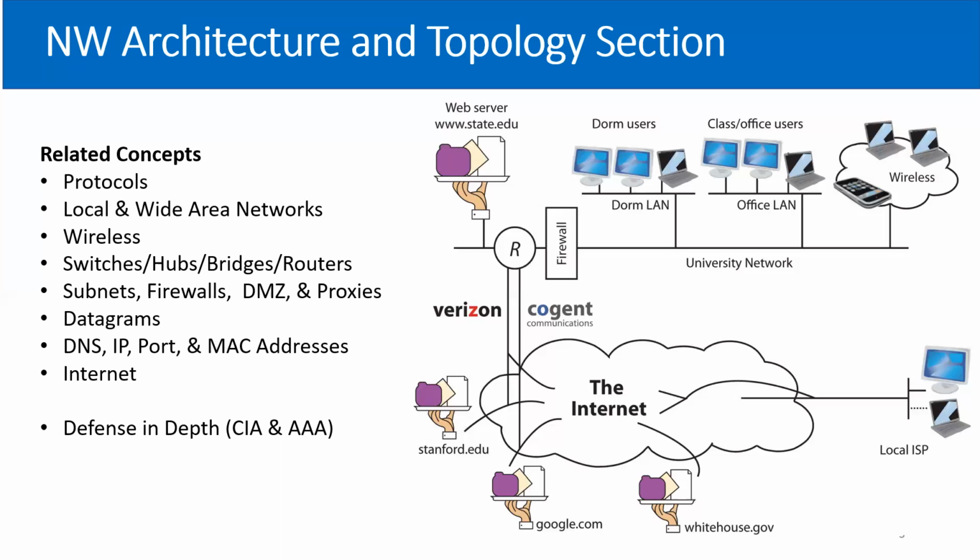Subnetting, how you divide a network up. Firewalls, we talked about that a minute ago. DMZs, a DMZ is simply a buffer zone. I think that's in Tuesday's presentation. And proxies also. A proxy is a dummy server, an intermediary.